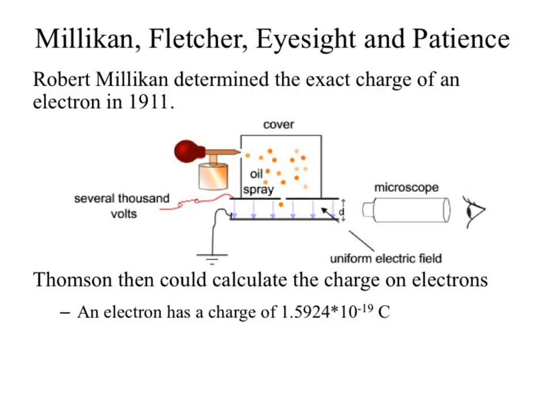Once they know the charge of the droplet, its diameter, and its mass, they can actually determine the charge on a single electron. Okay?